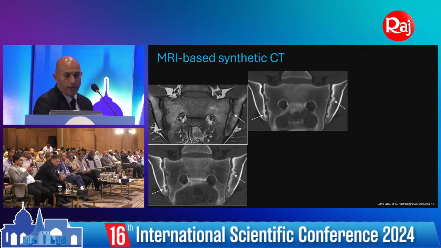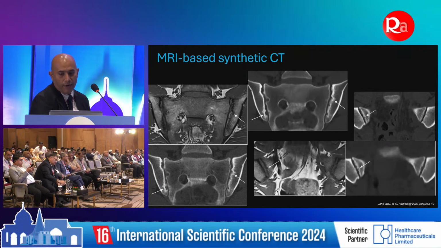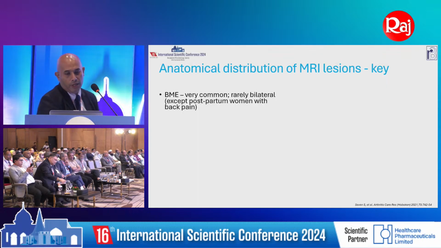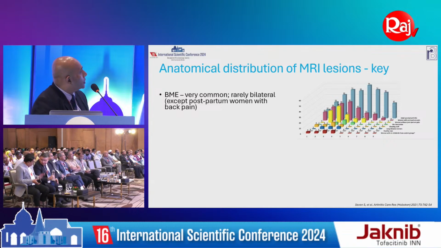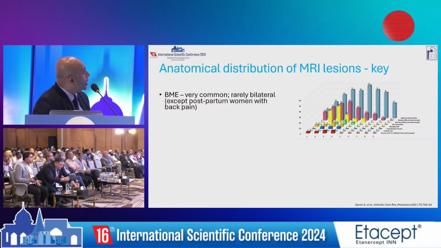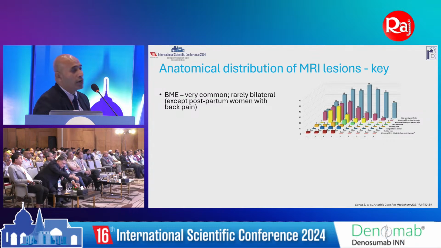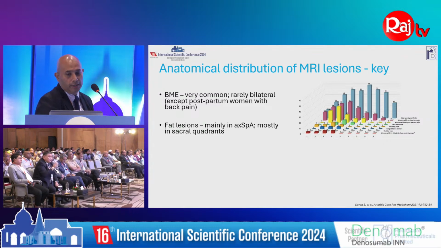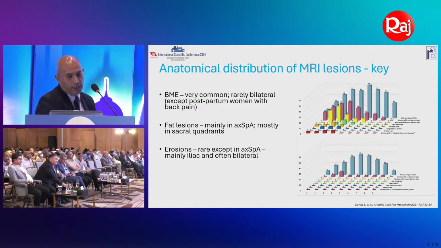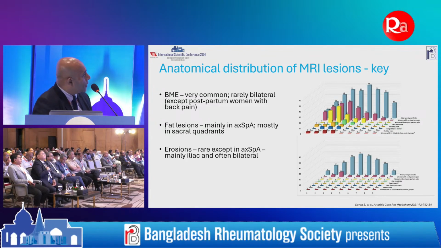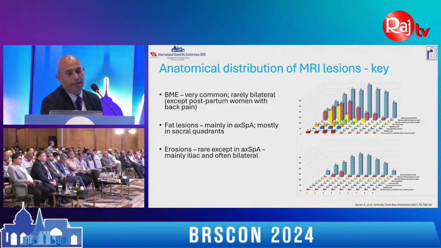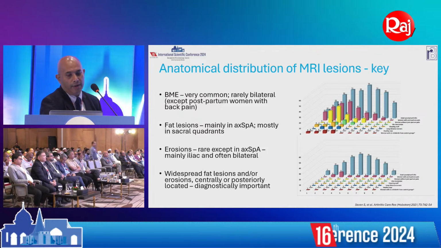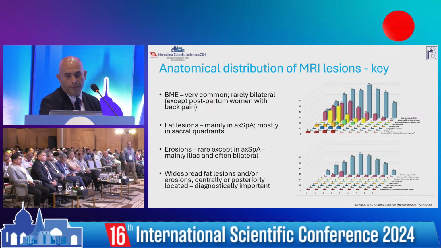So this is where MRI is today, because we do have ways to get around the problem with structural damage. Now, anatomical distribution: BME is very common, but as I mentioned, the more numerous and wider the BME, the more likely it is axSpA. Fat lesions are mainly in axSpA, mostly in the sacral quadrants. Erosions are rarely seen in other diseases, but again, if you have them in the iliac side and mostly bilateral, it's axSpA.